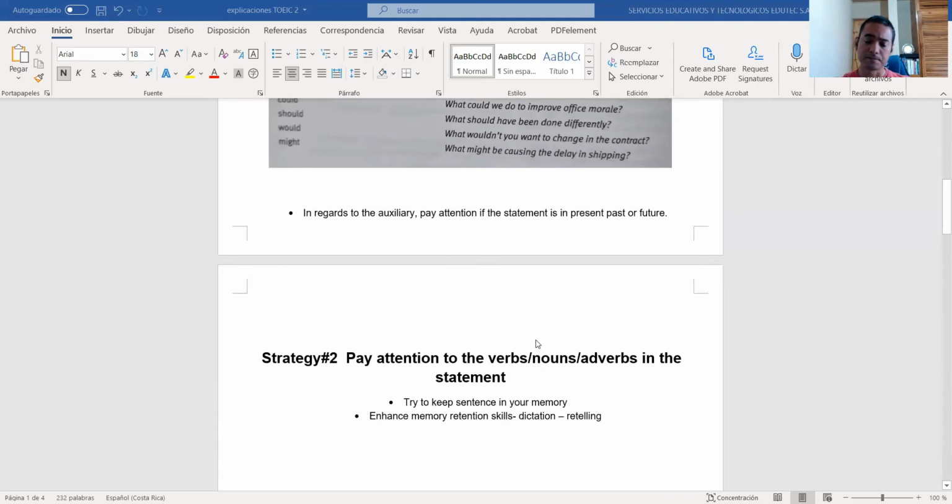So the second strategy is a little bit about focusing your attention on the content words. So the content words are the most important words that you will have in a sentence. Usually, I refer to verbs, nouns, adverbs. So why? Those words carry the meaning. So in order to do better at that, I would suggest we practice memory retention skills in dictation and retelling. At the end of the session, I will show you some practice where you can go and practice doing that.